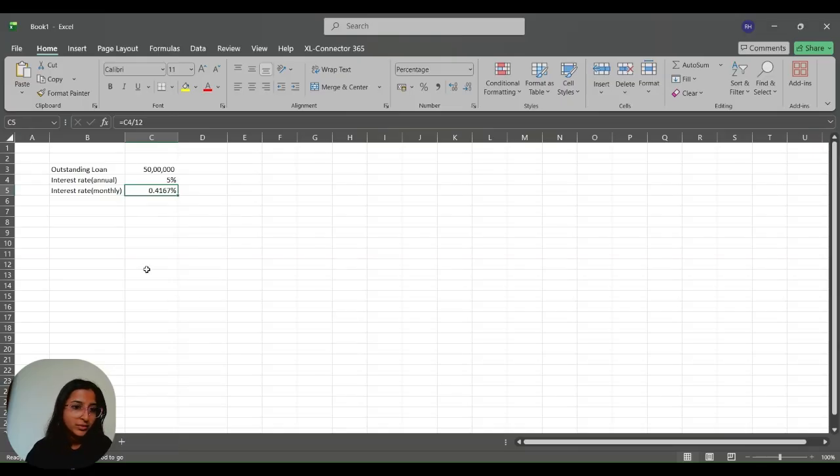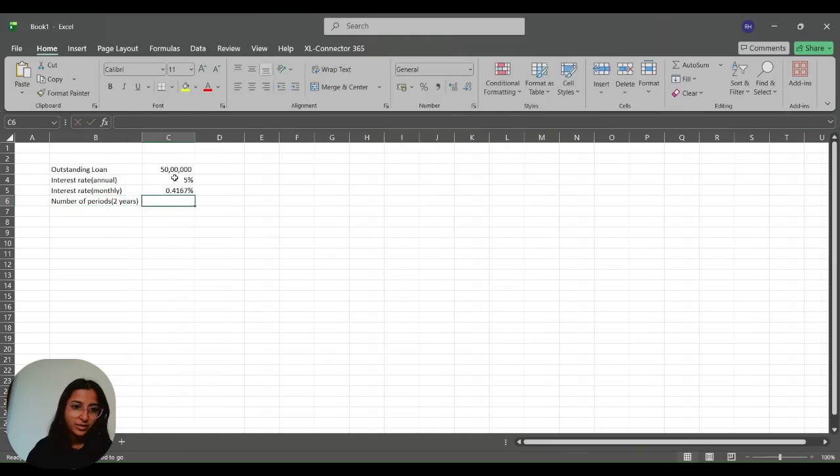Then here comes the number of periods. Here we are taking a payback period, a repayment period, of 2 years. So the number of periods will be 2 years, which comes to 2 into 12, just 24 periods, 24 months.